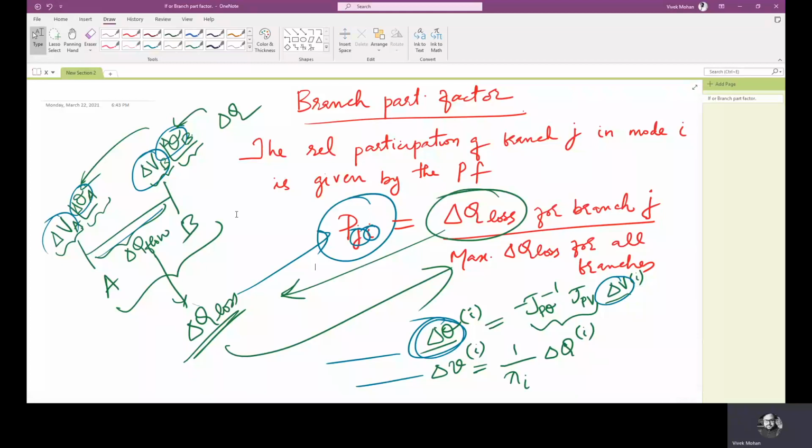Now, this is useful for identifying remedial measures to alleviate voltage stability problems and for contingency selection. What is contingency selection? You might have heard of N-1 contingency analysis. If it is for generators, we remove one source at a time, so selection of that source is important. Like that, if you are removing one branch, selection of that branch is important. So which branches are more vulnerable to reactive losses with respect to incremental reactive power in the system could be identified by the branch participation factor. So it will help the contingency selection.